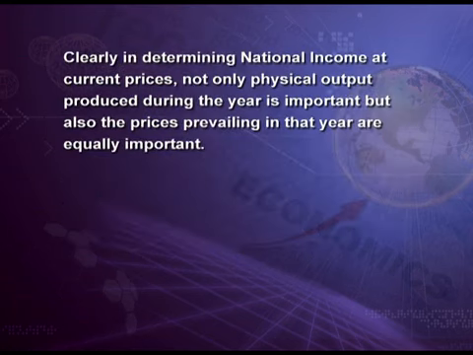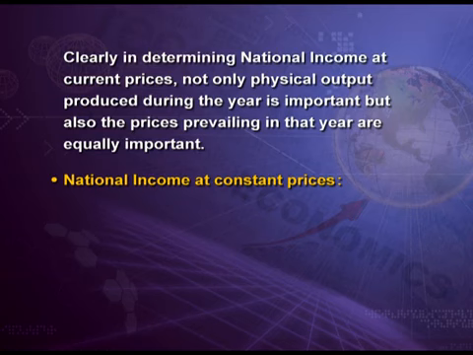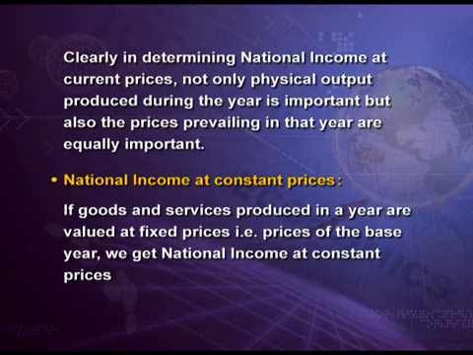Clearly, in determining national income at current prices, not only physical output produced during the year is important, but also the prices prevailing in that year are equally important. Now, what is national income at constant prices? If goods and services produced in a year are valued at fixed prices, that is prices of the base year, we get national income at constant prices.